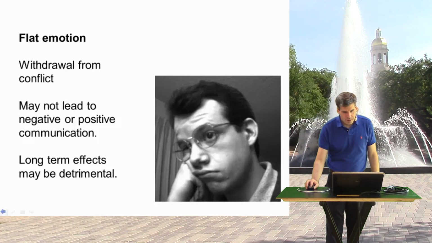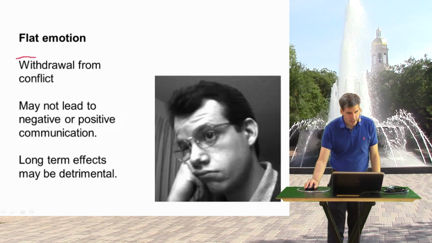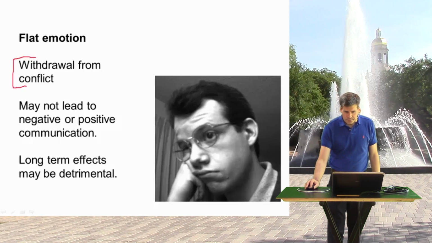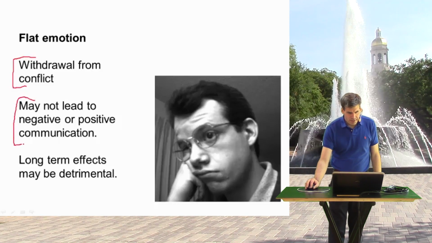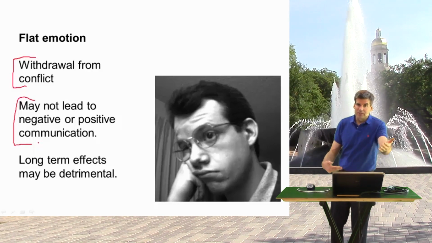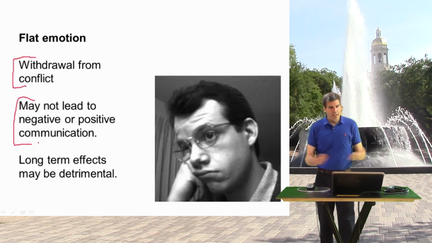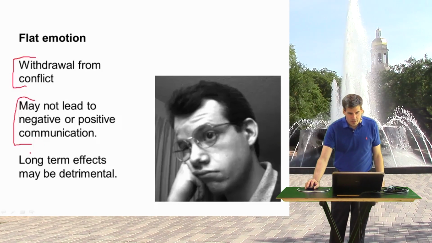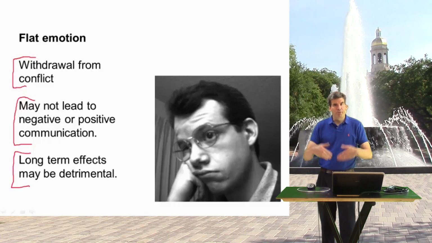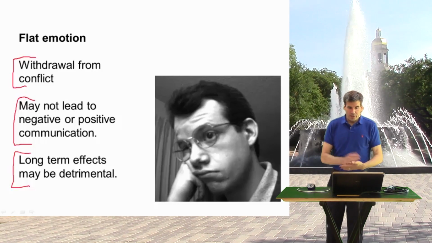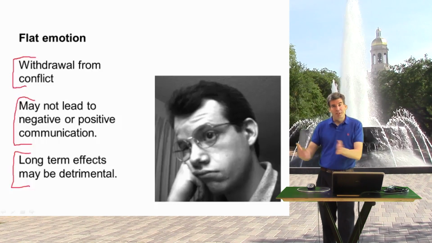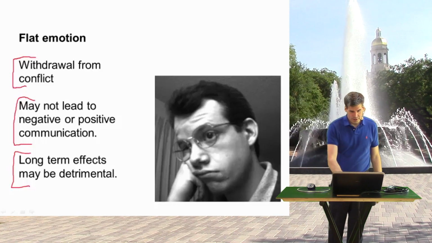So flat emotion, if you're feeling bored and apathetic, you would probably not like to engage in conflict, so it might be associated with withdrawing from conflict. It might not really lead to positive or negative communication within the conflict itself, because you're not really engaging, so you're not really doing negative stuff, but you're not maybe doing positive either. I'm not sure we're going to find a whole lot of effects for flat emotion when we're looking at specific conflict episodes and how people communicate during conflict, but long-term wise, if someone's showing a lot of flat emotion during conflict, that could have a detrimental effect on a relationship long-term.